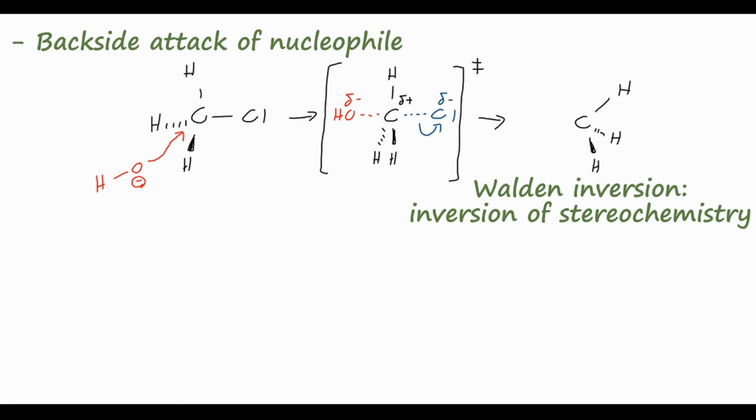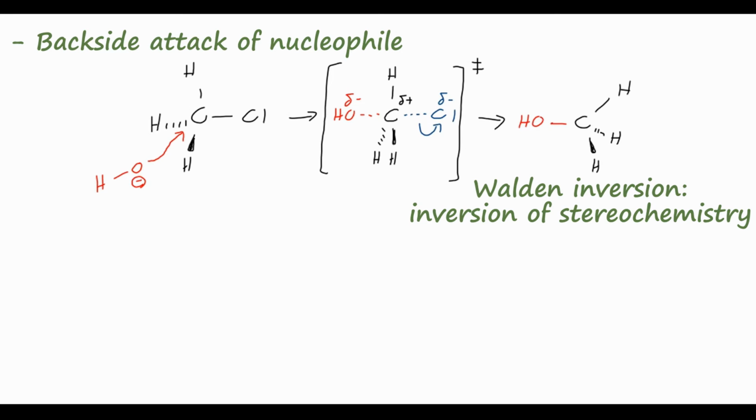or Walden inversion. So we've pushed those hydrogens to the other side, we've inverted the stereochemistry at this particular carbon. And this is what Walden inversion is, an inversion of stereochemistry in SN2 reactions. And with chloromethane, this is not really a big deal because it's not a stereocenter in the first place, right? So it has 3 identical substituents, all those hydrogens, so it is not optically active.